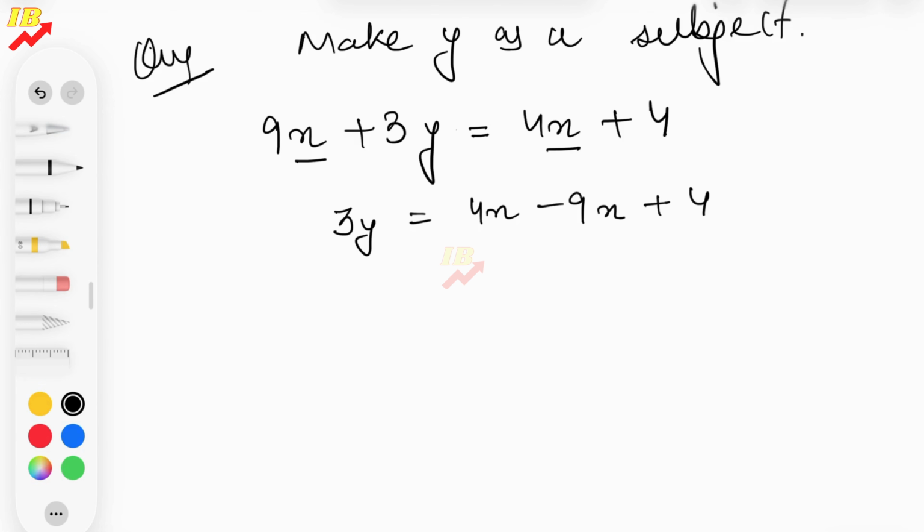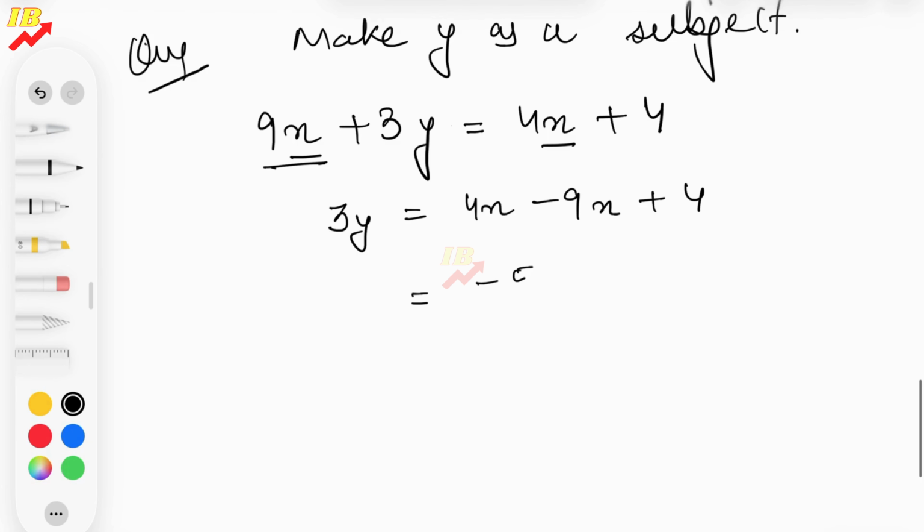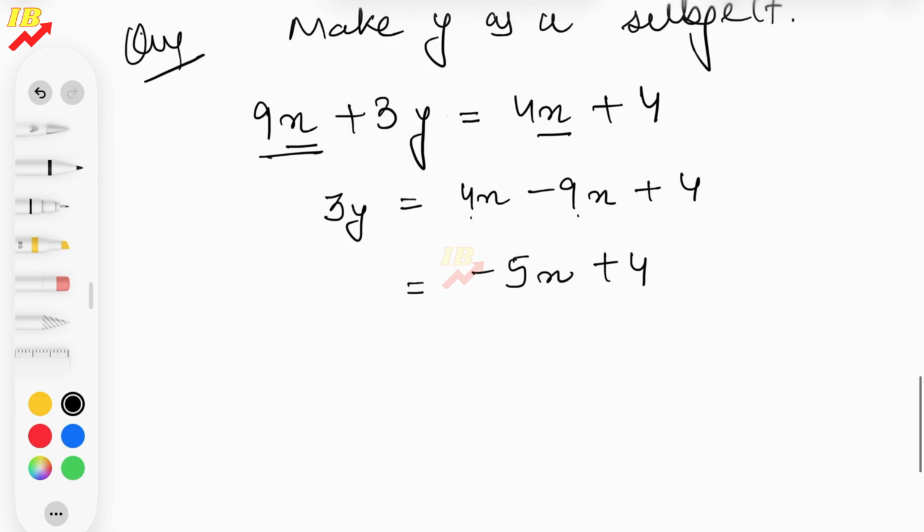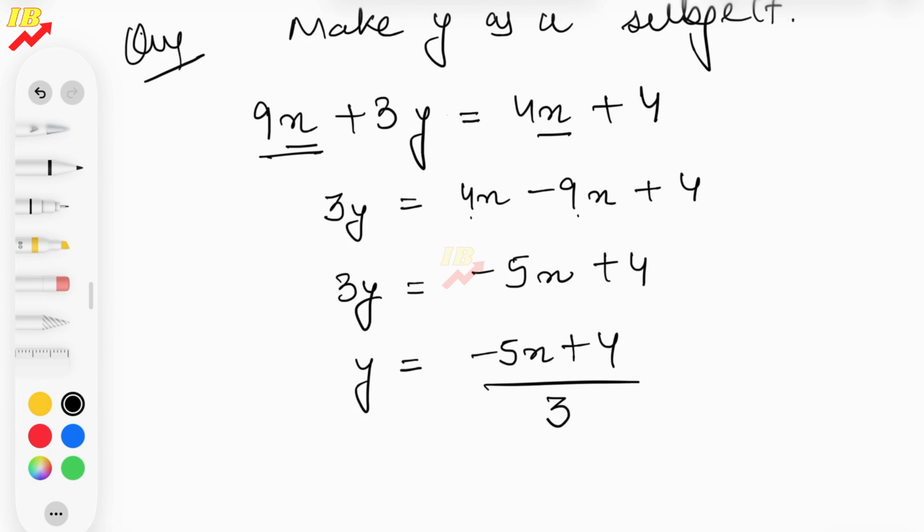So I shifted this negative 9x to the right side. Okay, then it is getting a negative sign here. Now your answer is negative 5x, because plus 4 and minus 9 is giving you minus 5x. Okay, now you leave your y here and take this 3 in the denominator of all the terms like this. So that's how you will make this the subject, right?